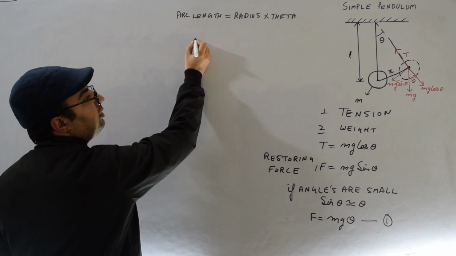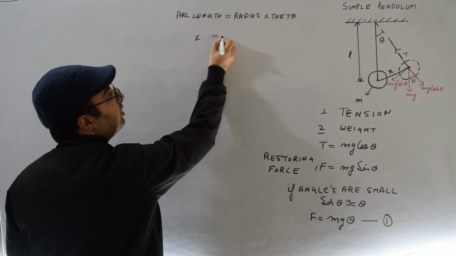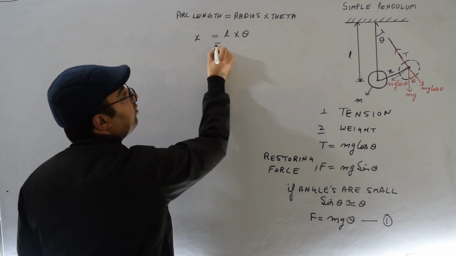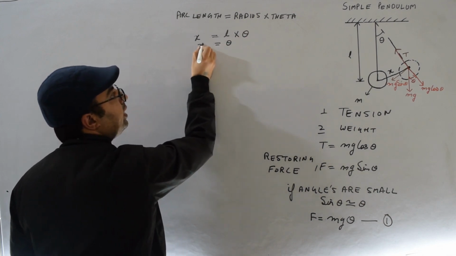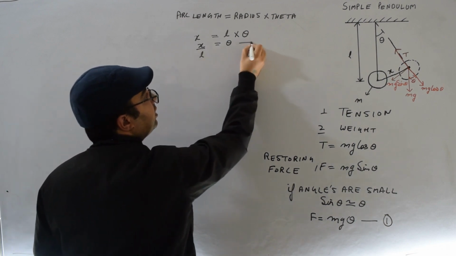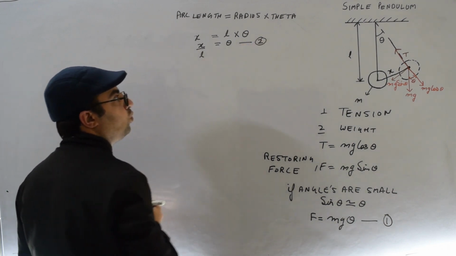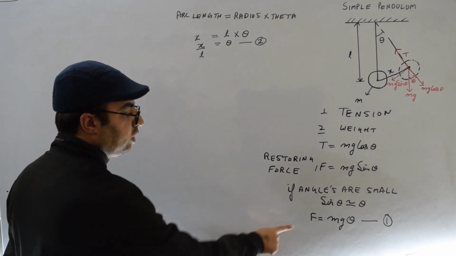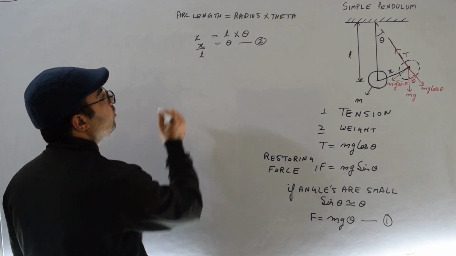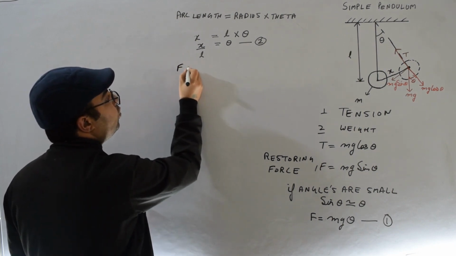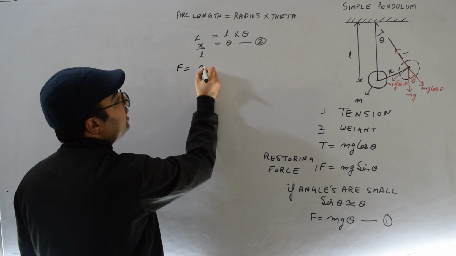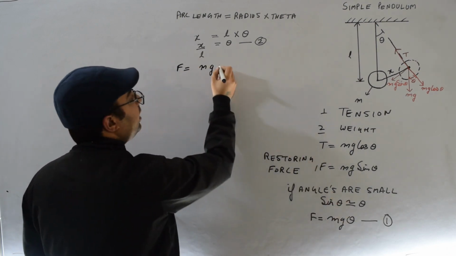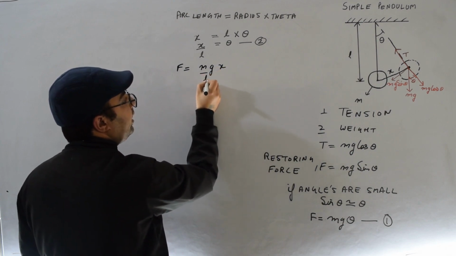So what will be the arc length? Arc length will be x. What will be the radius? It will be L, and what is theta? It is theta. So from here we will be getting the value of theta is equal to x upon L. Let me mark this equation as 2. So by putting the value of theta from equation number 2 in equation number 1, we will be getting F is equal to mg, and in place of theta we will be getting x upon L.